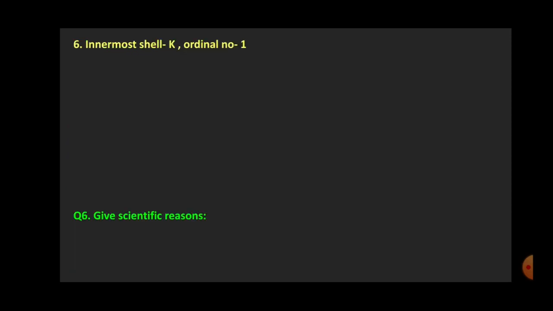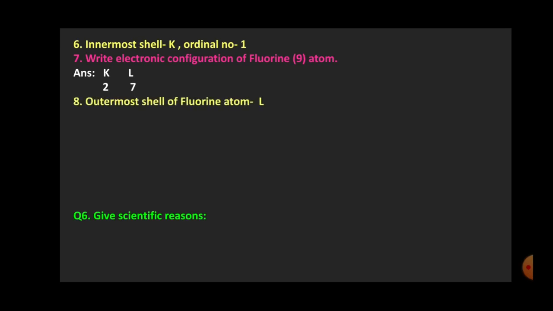Next is, what is the symbol and ordinal number of the innermost shell? The innermost shell is K and the number is 1. Then the next one is, write the electronic distribution of fluorine atom. You have to change this question, it is wrong. Electronic distribution of fluorine atom. Okay, and it is 9. So it comes to 2 and 7. Correct? K, first one 2 and second one is 7.